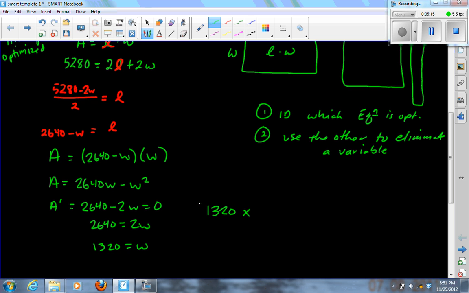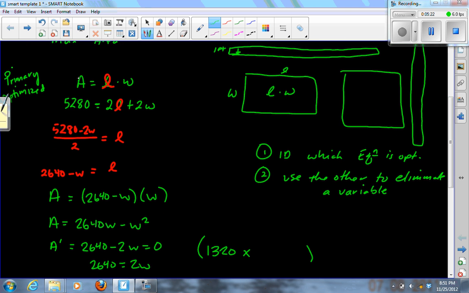Well, how do I find my other dimension? Well, I need to go back up here into one of these two equations. I don't know what my area is at that 1320, but I do know that if my width was 1320, then I can use this one. 2 times 1320 is 2640. Subtract this over here. So solving for L gives me another 1320. So that tells me that a square would give me the most amount of pasture land on the inside of this rancher's little pen here for his animals.